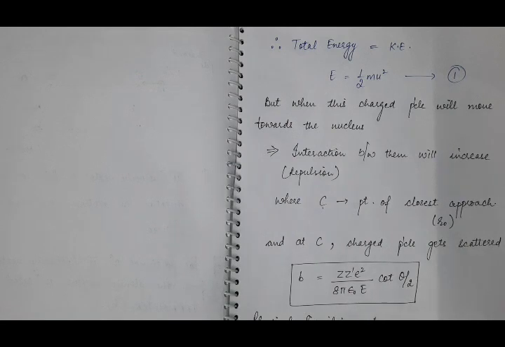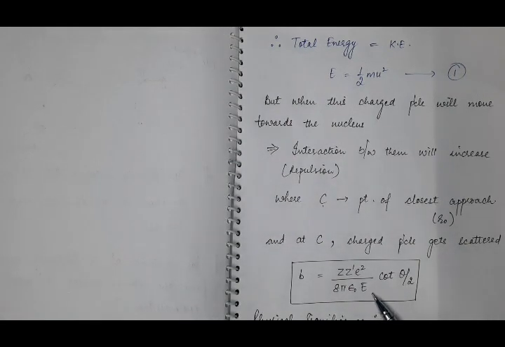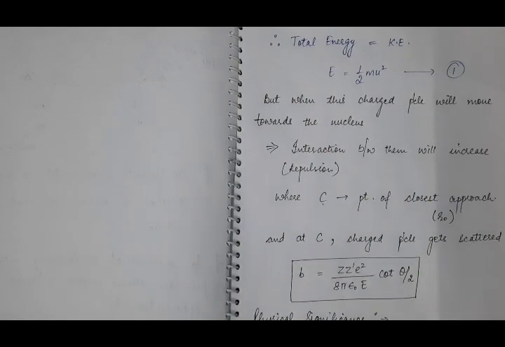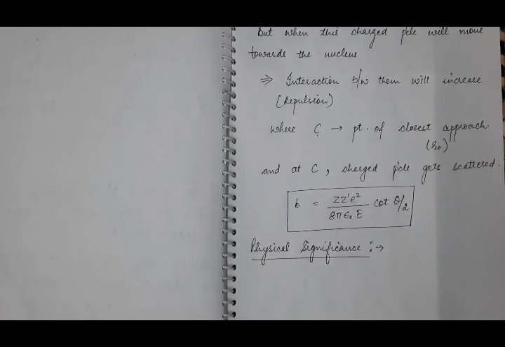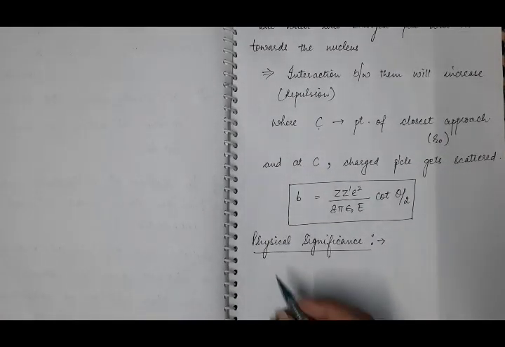And the expression for B is this. The derivation of this expression of B is not in your syllabus. So now from this expression, what can you conclude about the physical significance of B? What is the physical significance of impact parameter B?